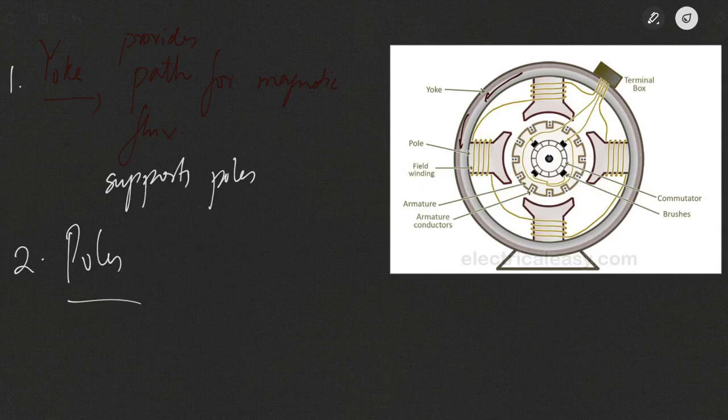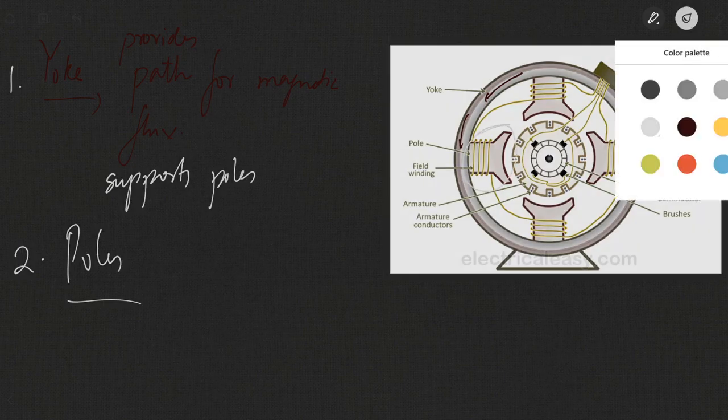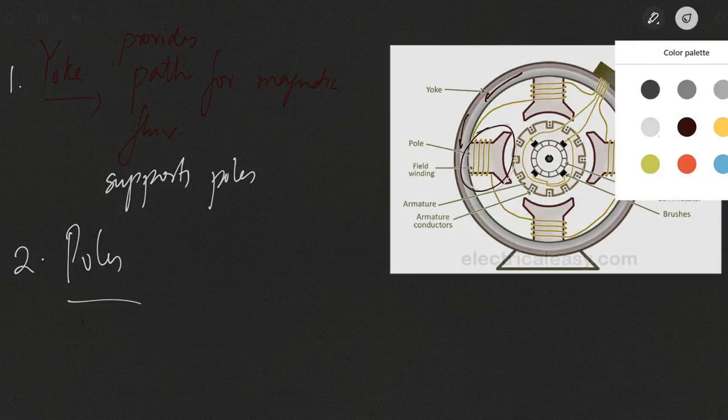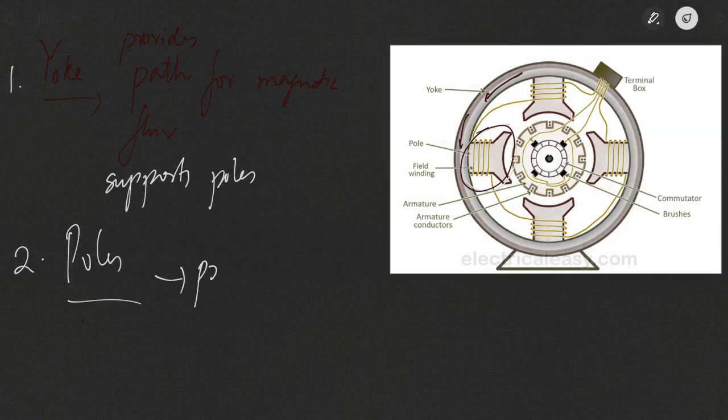Poles, as you can see, are again physical structures that allow the field windings. So these are referred to as poles as a whole. They allow the windings to be wound on them so that they can be distributed in space uniformly across the circumference of the armature. Poles now consist of two parts: the pole shoes and the pole faces. So just like the yoke, poles also provide a path for the magnetic flux.